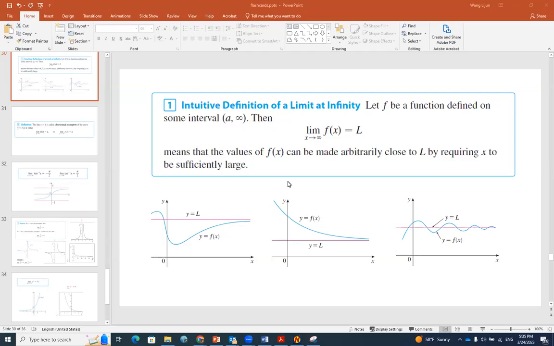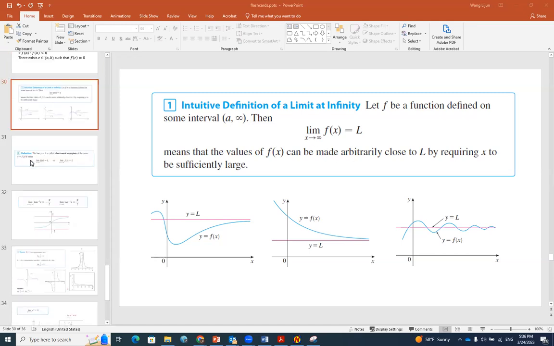Hello, in this lesson, we're going to talk about the definition of a limit at infinity. We see this wording often. This is how we read the limit. You will read the limit as the limit of f of x at infinity. That's how you read it.